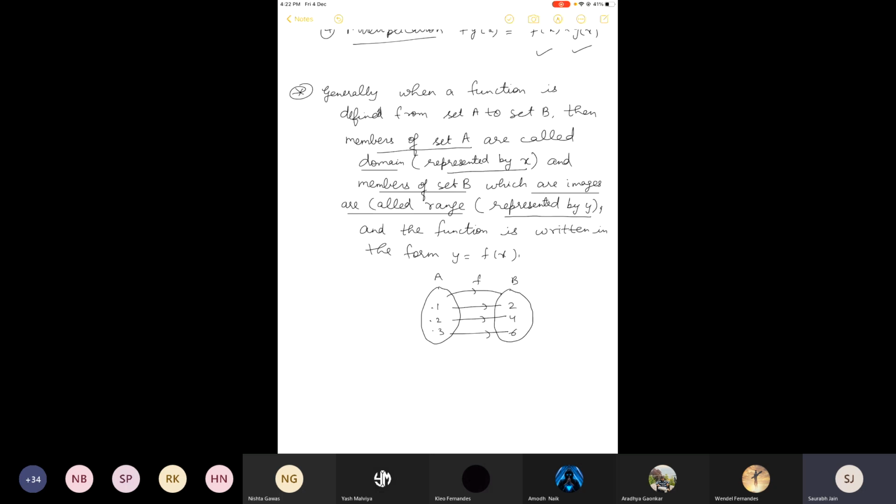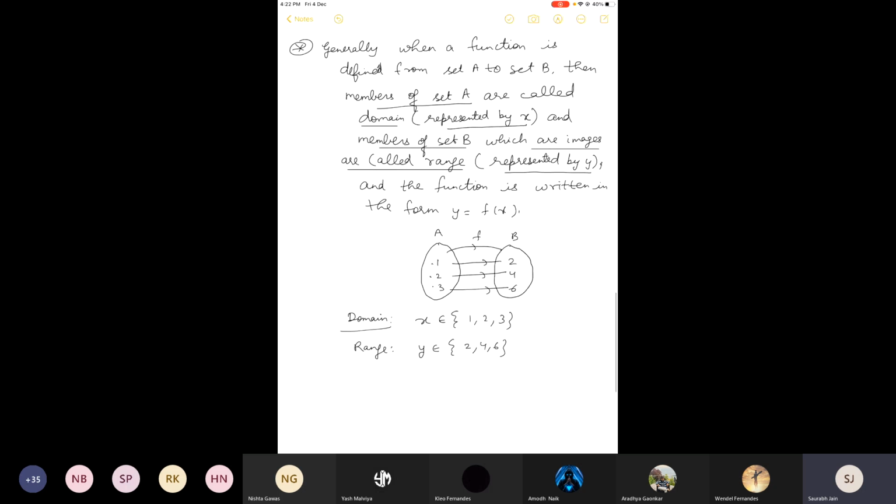Now, domain. If I want to express domain, then it will be set A. That means 1, 2, 3. That is what I have written. Domain is values of x, and values of x come from set A. So what is range? Range are images. I hope you understand what images are, where the arrow stops or terminates. So members of set B, which are images, are 2, 4, and 6 here. And finally, the function is written in the form y equals f(x).